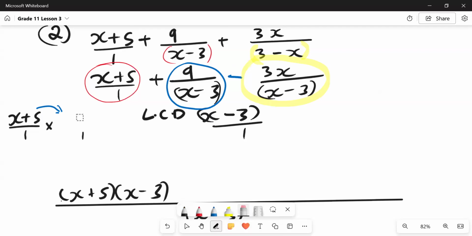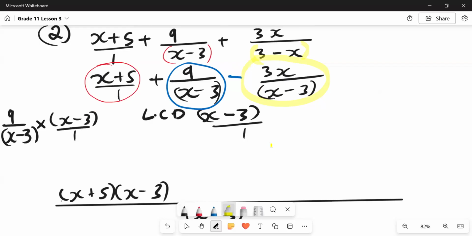Now let's move to the next part now, which is 9 over x minus 3, right? So it should be multiplied by the LCD, which is x minus 3 over 1. Again, you cancel here, right? Because that's the numerator versus denominator. They cancel. You're only left with what? A 9 there, which is a positive 9. And then we're done with that part.